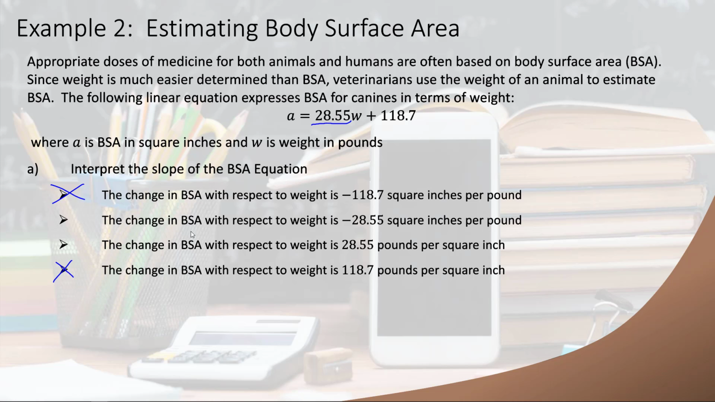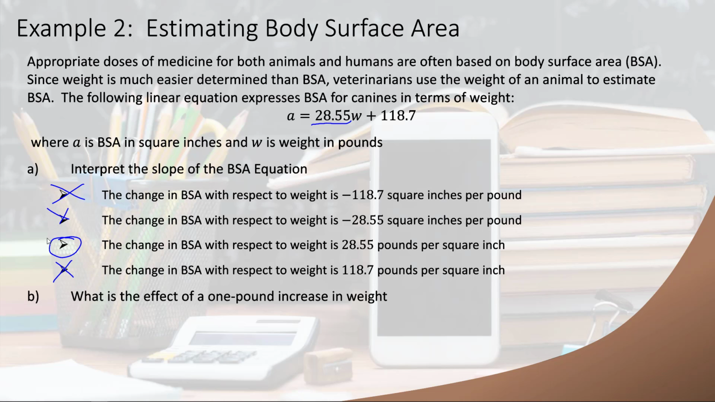Now, these two. The change in BSA with respect to weight is negative 28.55 square inches per pound. So they're saying here that if you go up 1 pound, you are going to reduce 28.55 square inches. That contradicts what this equation implies, because if W increases by 1, then your answer is going to increase by 28.55. So this is out. There's only one option left, and there it is.